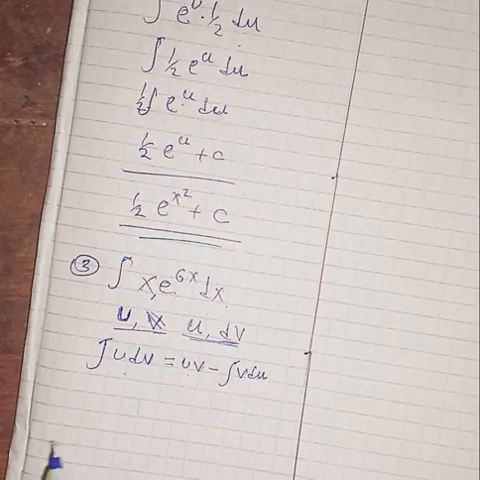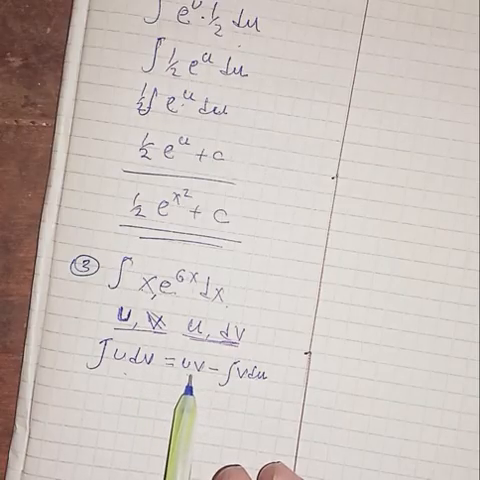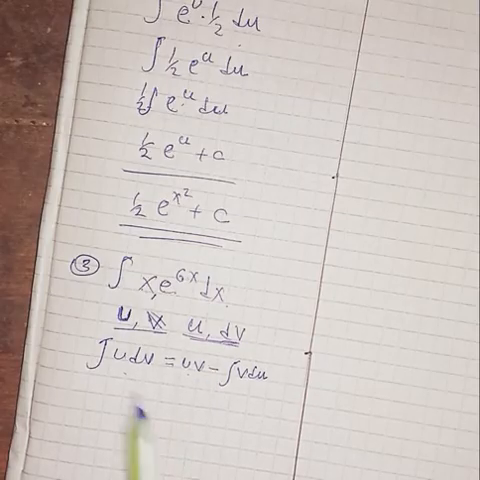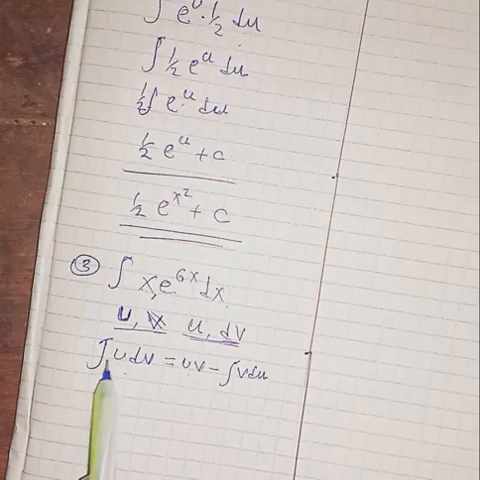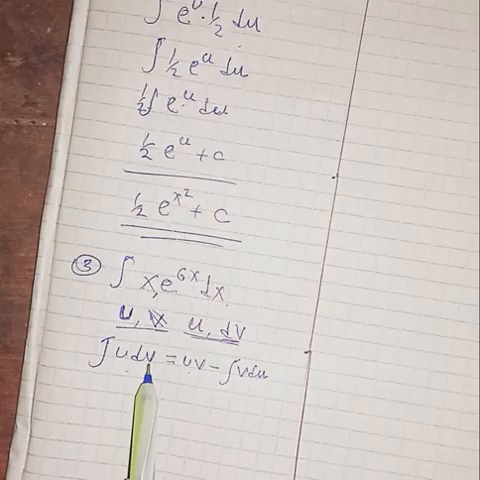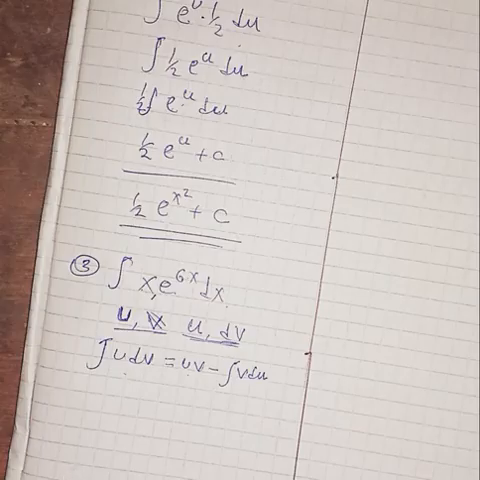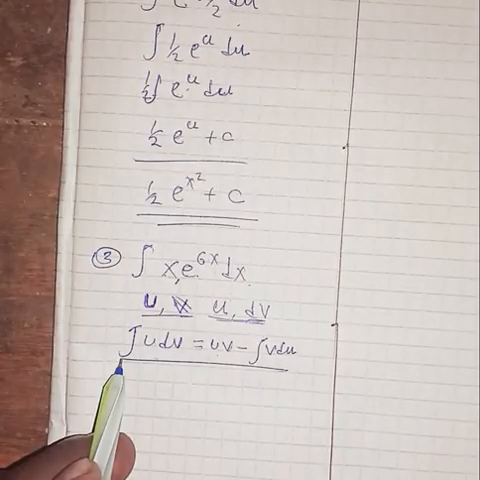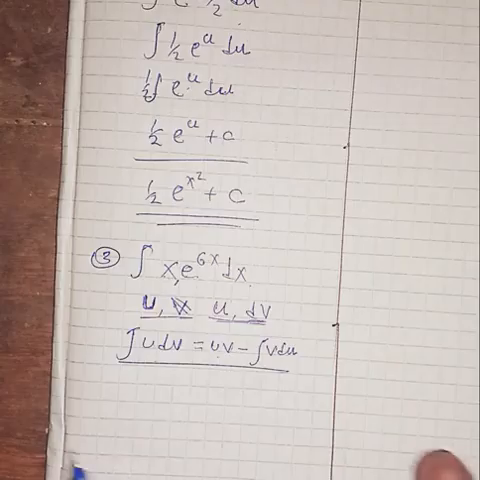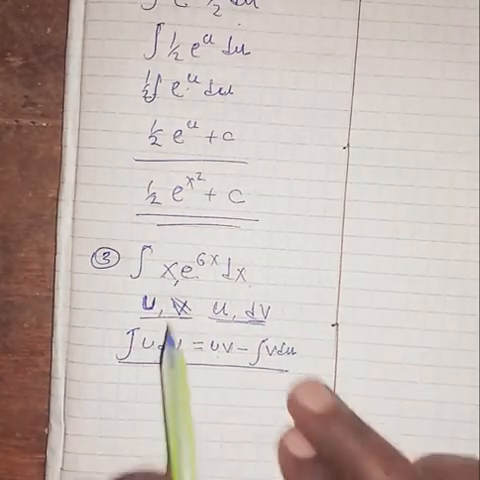So you want to get the integral of u dv. You must first find the function uv, and then subtract the integral of v du from it, so that you can get the integral of u dv. Hope we are together and moving on smoothly. So this is the formula for integration by parts. This question is solved by using integration by parts.